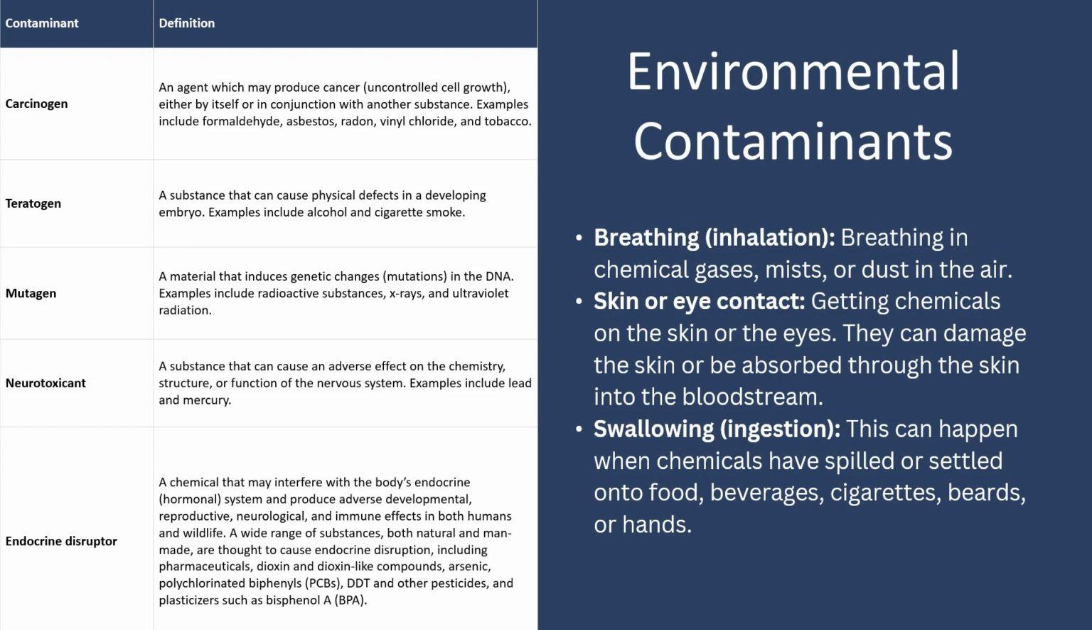These substances fall into 5 different categories. Carcinogens are chemicals that increase the risk of cancer. Teratogens interfere with the normal embryo or fetal development. Mutagens change DNA and can lead to long-term genetic damage. Neurotoxicants harm the brain and nervous system, affecting memory, movement, and learning. And endocrine disruptors mimic or block hormones, altering growth, reproduction, metabolism, and mood.